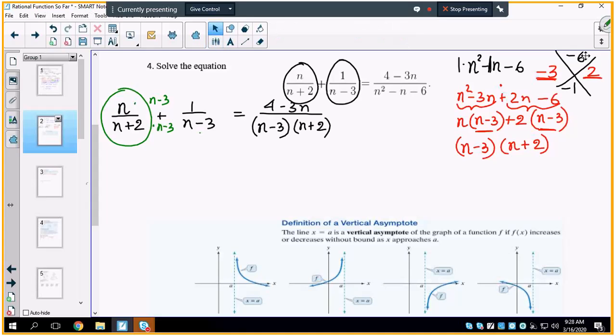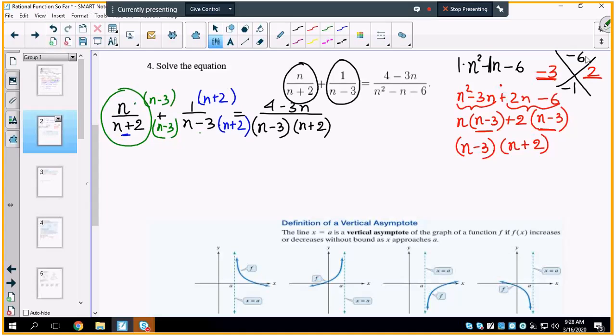Similarly, you look at the second one, the denominator is n minus 3, but the first one is n plus 2. So go ahead and multiply the top of the second one by n plus 2 and the bottom of the second one by n plus 2. And recall, these are all distributions. So if it helps, put parentheses around the multipliers. That will help you remember to distribute.